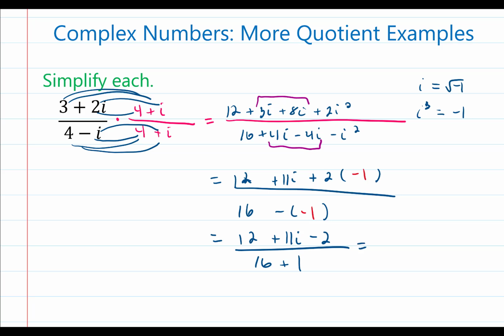Continuing to simplify, we have 12 minus 2, which is equal to 10, plus 11i over positive 17. Now the last thing we should do is actually break this fraction up into two separate terms, so we have a defined real part and imaginary part. To do this, we're just going to separate the denominator, so it'll be 10 over 17 for our real part, plus 11 over 17 i for our imaginary part.